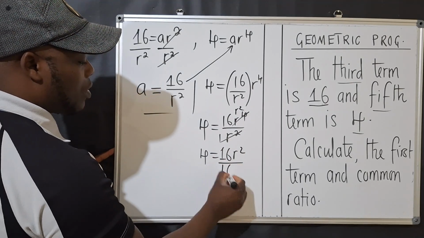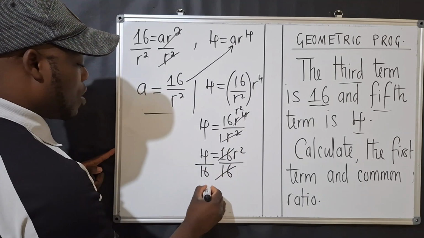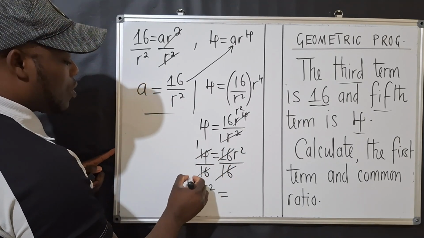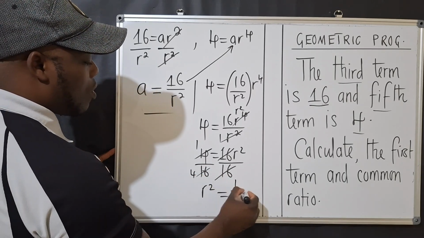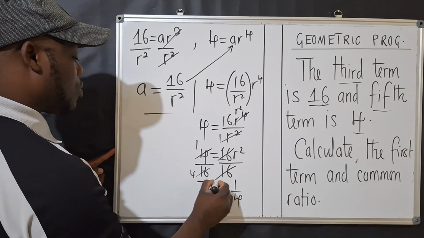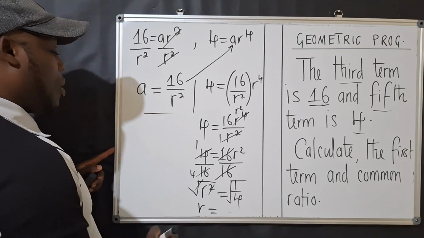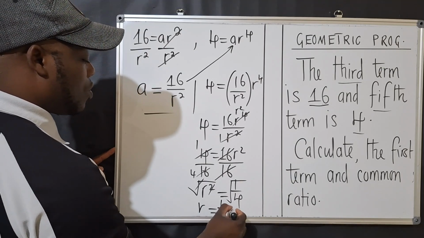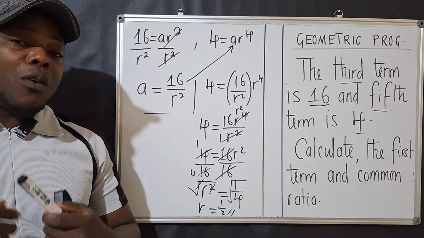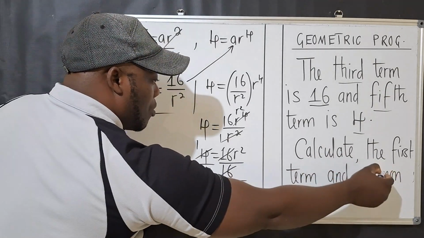We can now divide by 16, such that this and this will go. I'll remain with r power 2, which is equal to 4 into 4 is 1, into 16 is 4. So I have 1 over 4. So now to solve for r, I'm going to square root both sides so that I get rid of this power 2, and it will be 1 over 2 as my r. So the common ratio in this case is 1 over 2. We've answered one question: the common ratio.